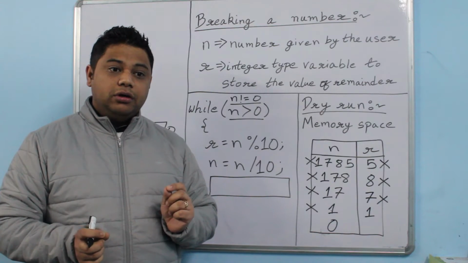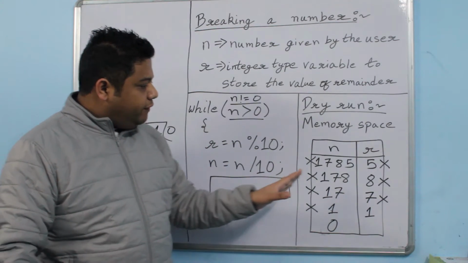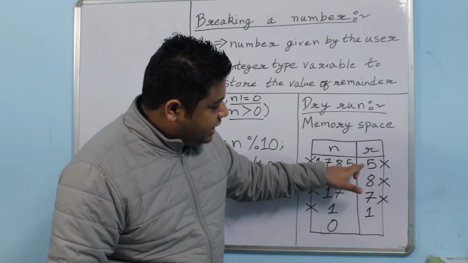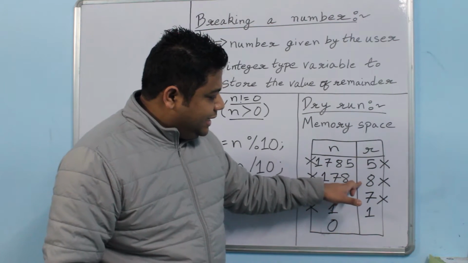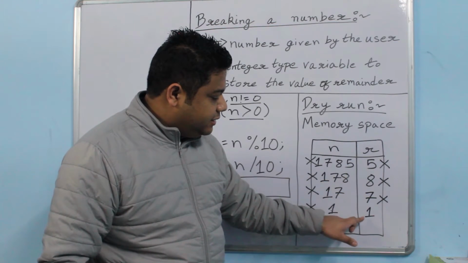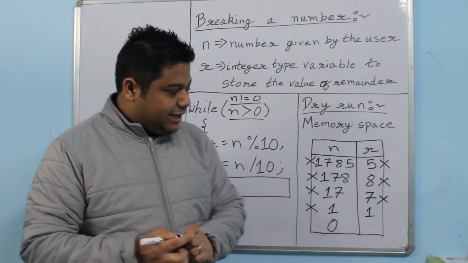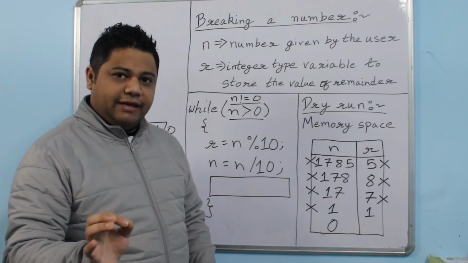So this is how we do the program. Over here, if you notice, the variable R is 5, 8, 7, 1. Did you see how we broke the number over here? The variable R contains 5, then 8, then 7, then 1.